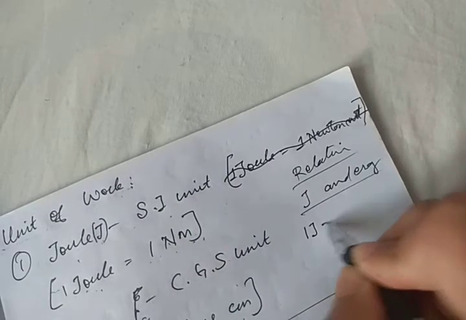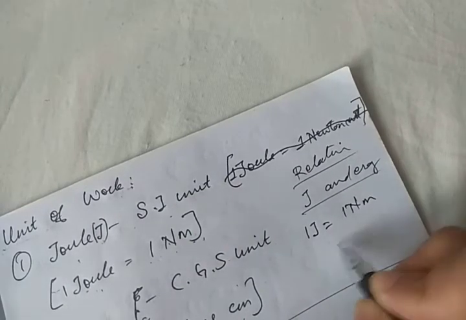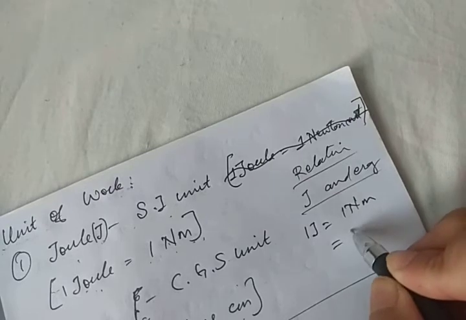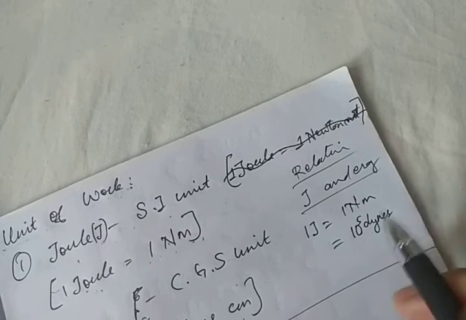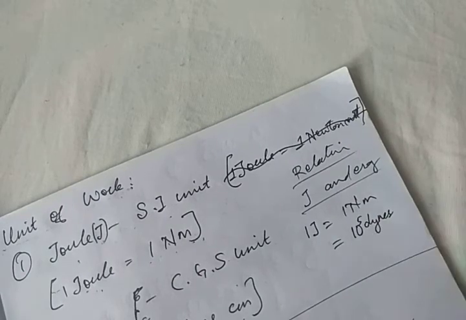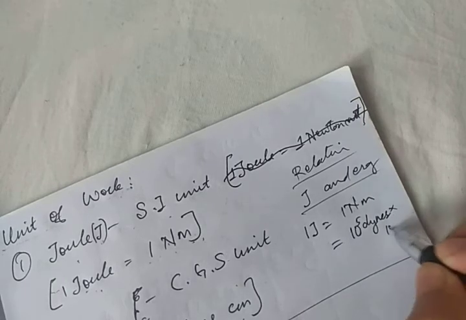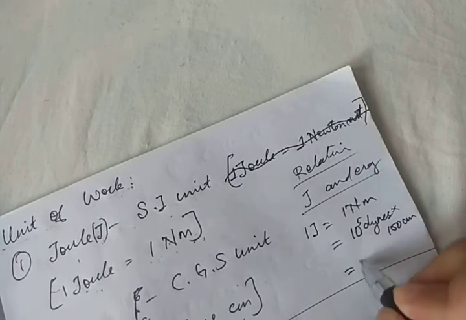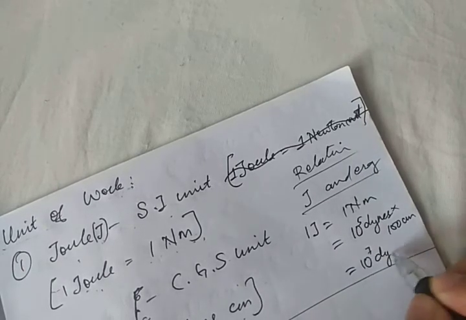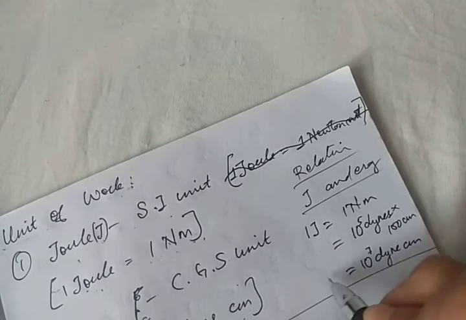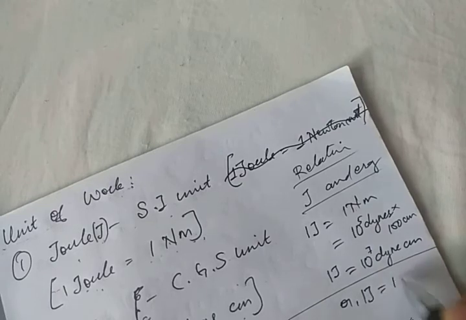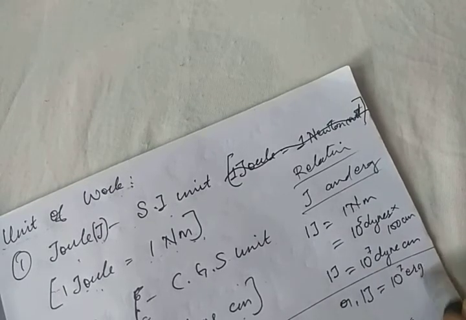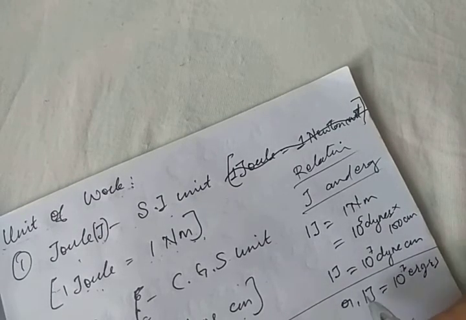So 1 joule is 1 Newton meter, which is equal to, 1 Newton is 10 to the power 5 dynes. I hope you know how to convert 1 Newton to dynes. So 10 to the power 5 dynes, and 1 meter is 100 centimeters. So this becomes 10 to the power 7 dyne centimeter. So 1 joule is 10 to the power 7 dyne centimeter, or 1 joule is 10 to the power 7 ergs. Learn this.